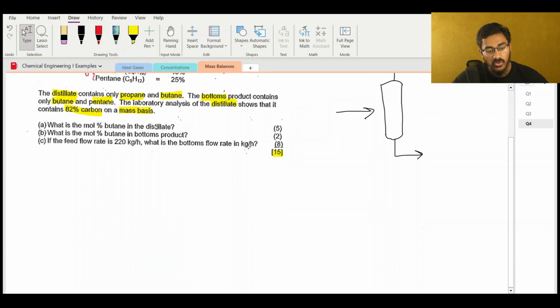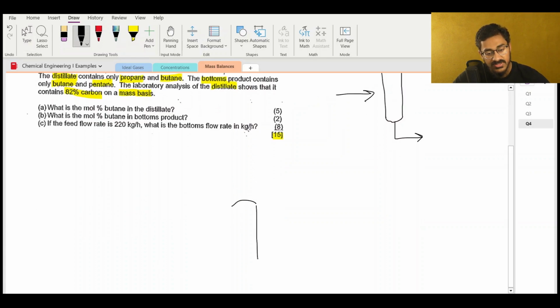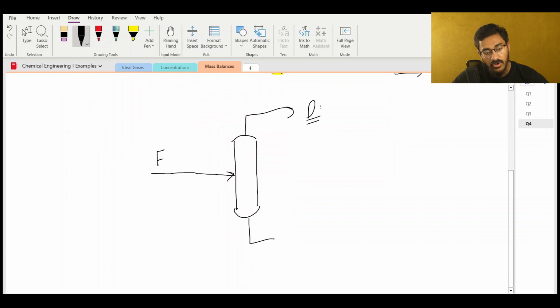So let's go ahead and draw a picture. All right, I'm going to put down my distillation column here. Send in my feed stream and label that F. The distillate that comes out at the top is going to be labeled D, and the bottoms product is labeled B for obvious reasons.